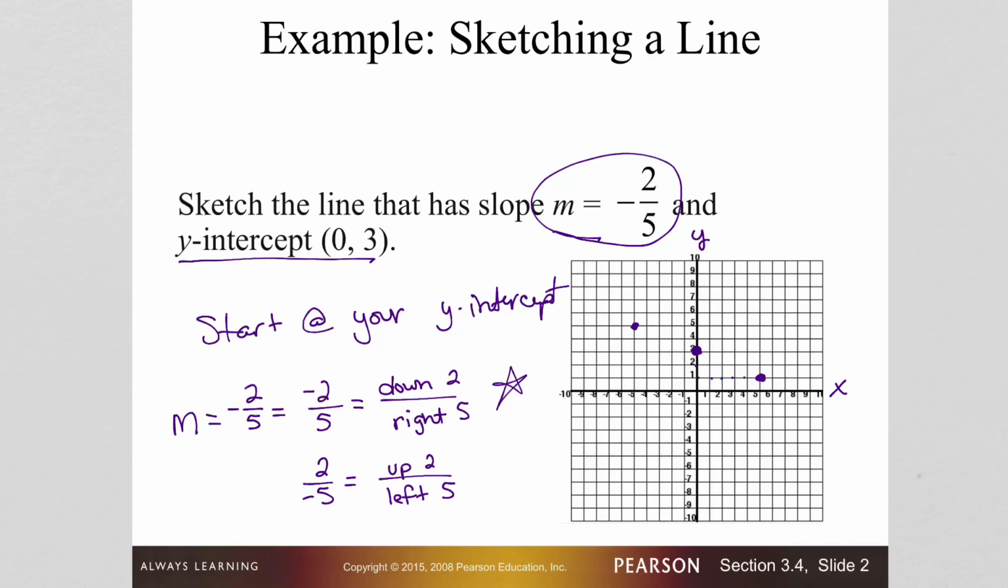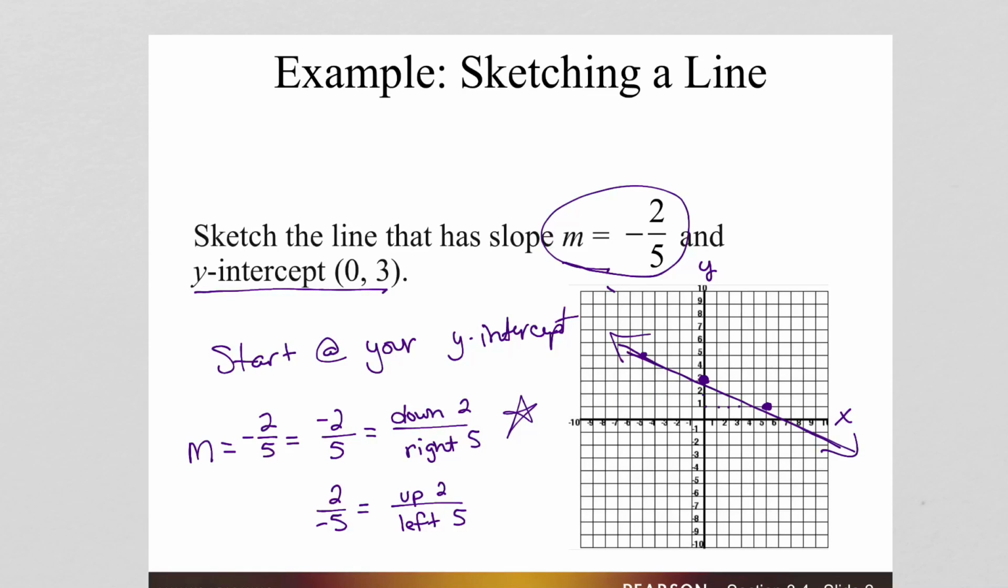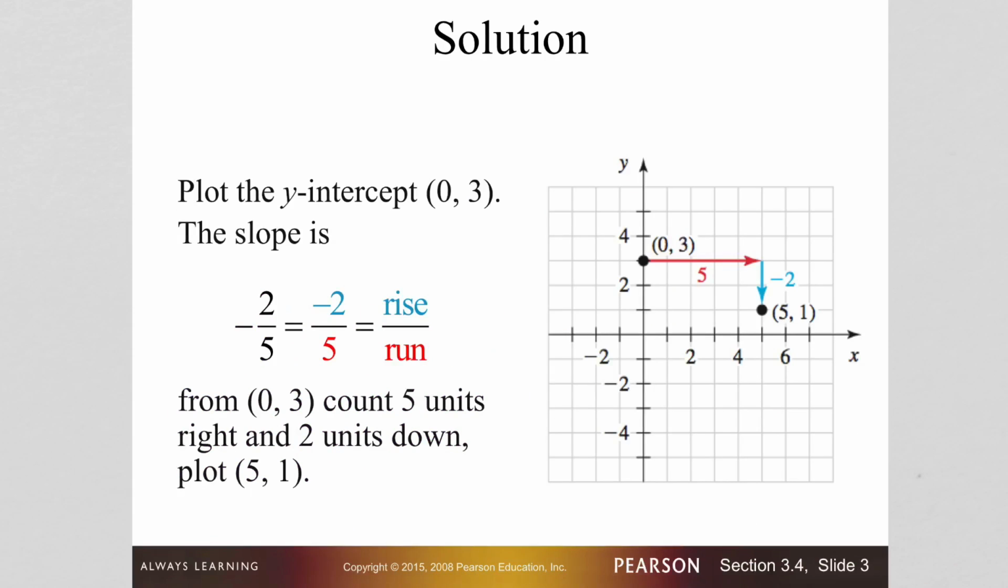Okay, I'm going to grab a sheet of paper here and use it as a straight edge and connect my dots. Oh, that's terrible. Sorry. That's even worse. Okay, we're going to pretend like it hits all those dots. So, there's your line with a slope of -2/5 and a y-intercept of (0, 3).